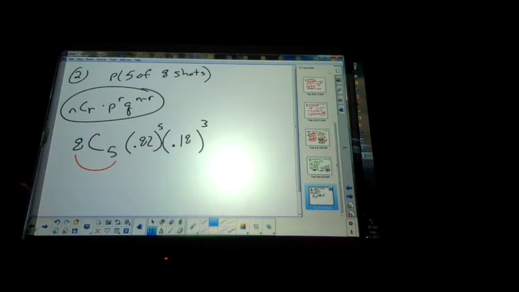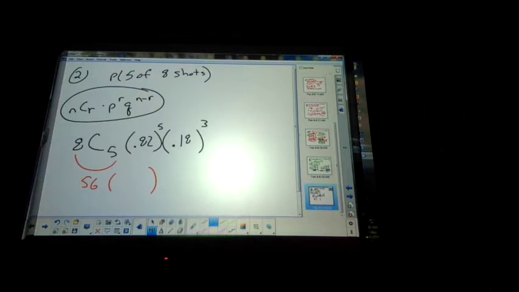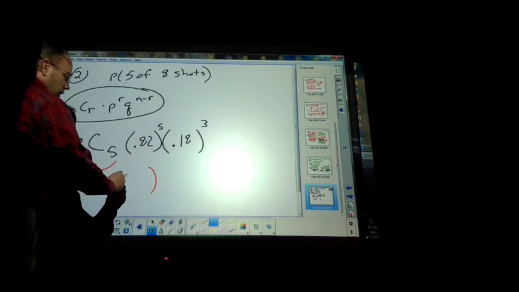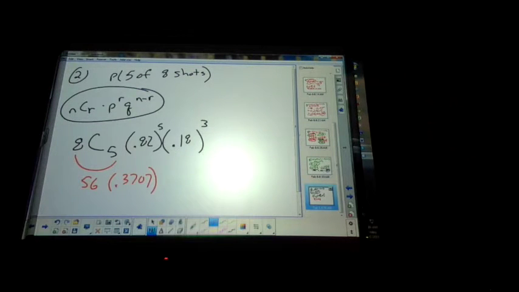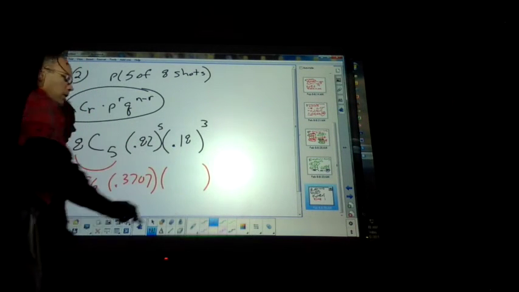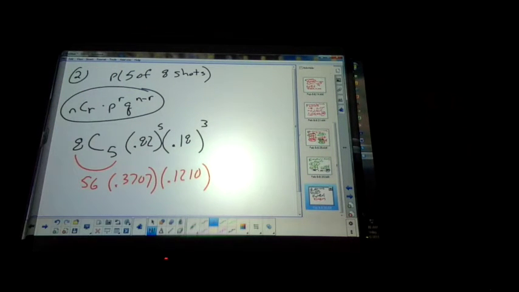56? What is 0.82 to the fifth power? 4 decimals, please. 0.3707. What is 0.18 to the third power? 4 decimals, please. 0.1210. Multiply it: 56 times 0.3707 times 0.1210.